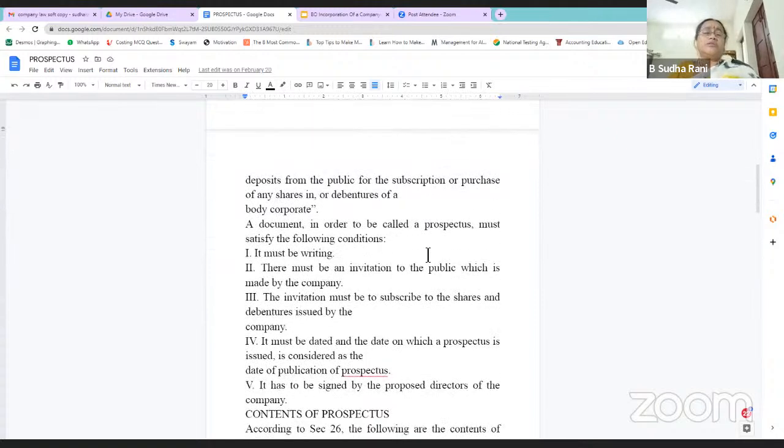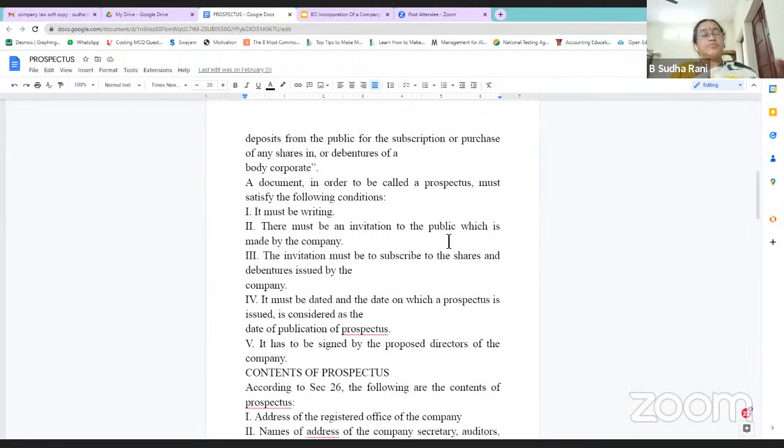You might have observed recently many companies coming with the IPO, meaning prospectus, raising their capital. Many startups, Byju's, later on Upstox, raised their capital from the public by issue of prospectus. So this document contains all the information that is required. This document must also be in writing, and it must be in the form of an invitation to subscribe for their shares.